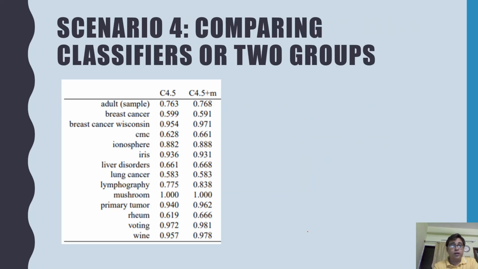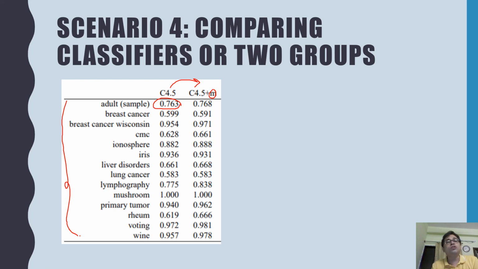Now scenario 4. Scenario 4 is also a very common scenario. There are two classifiers or two methods and you have run them, so maybe you have modified C4.5 with some modification, so you are calling it C4.5 with some modification. And you want to establish that the mean of these methods differs. Let's say these are your classification accuracies. So basically you want to say that the classification accuracy of this method is better than the original method. And these are essentially your different data sets.